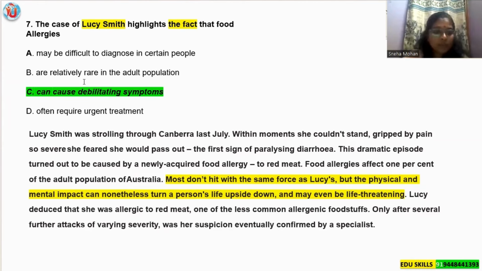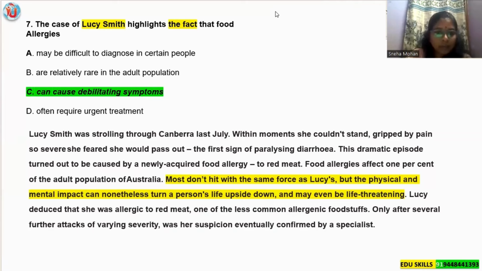Now let us see answer option C, which is the correct answer. The case of Lucy Smith highlights the fact that food allergies can cause debilitating symptoms. Whenever you're reading the text, you have to highlight the modal verbs, scale expressions, names, and numbers. If you look at the fourth line, it starts with 'most'. That is a scale expression. 'Most don't hit with the same force as Lucy's.' They are telling more about Lucy's condition. But the physical and mental impact can nonetheless turn a person's life upside down and may be life-threatening.